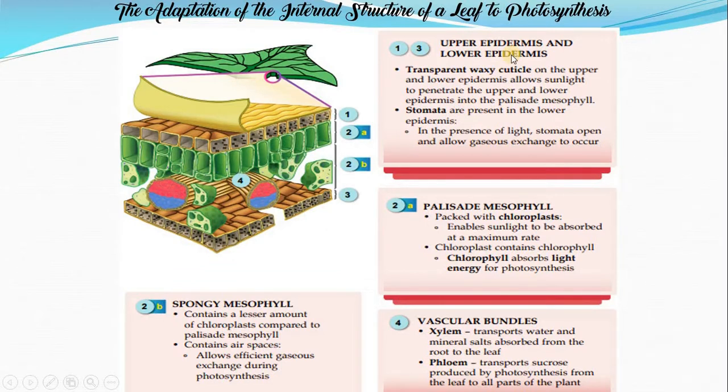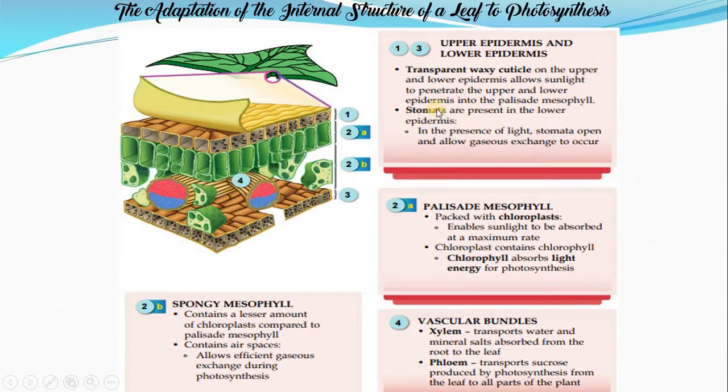Okay, we look first at the upper epidermis and lower epidermis. What is the adaptation on this part? A transparent waxy cuticle on the upper and lower epidermis. That is the first adaptation. The transparent waxy cuticle allows sunlight to penetrate the upper and lower epidermis into the palisade mesophyll.